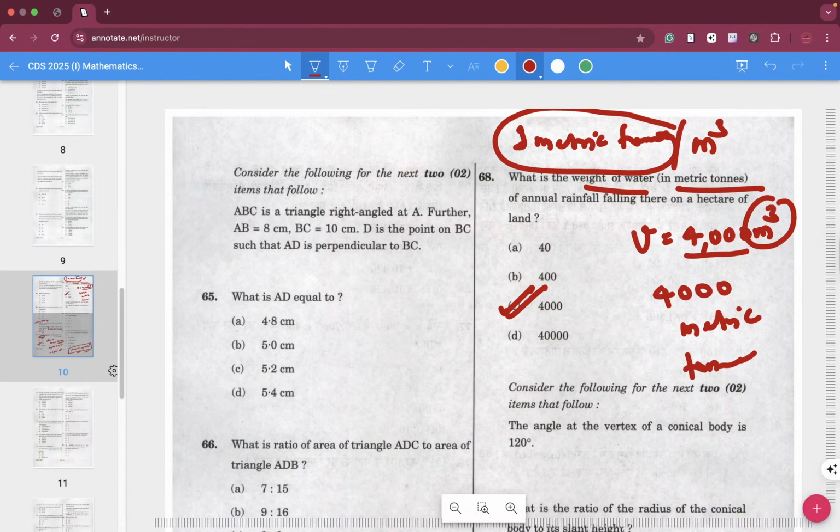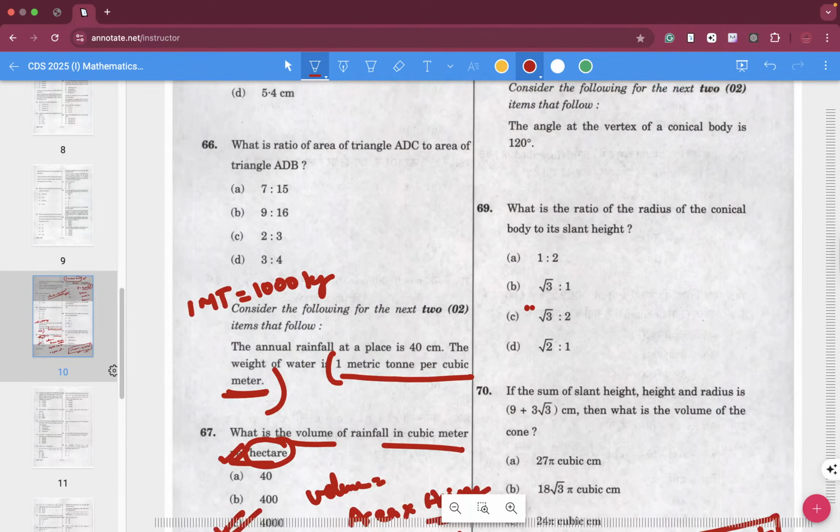You need to learn and keep that in mind every time: 1 hectare is equal to 10,000 meter square. Hectare is the measurement of your area, folks.